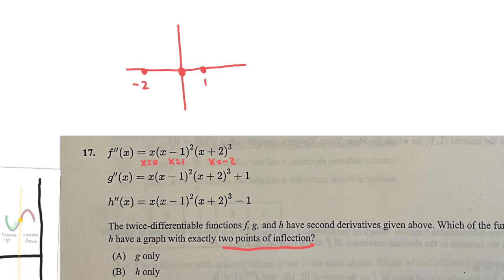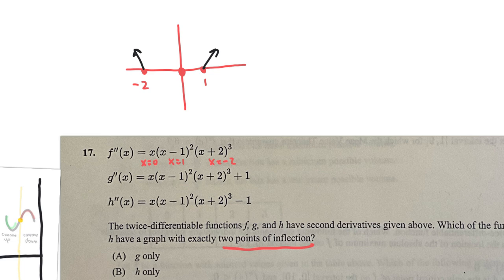Now, the degree of this function is even because it's 3 plus 2, which is 5, plus 1, which is 6. So the degree is even. It's also the case that the leading coefficient of this is an invisible positive 1, so the leading coefficient is positive. Whenever you have an even degree and a positive leading coefficient, it is therefore safe to say that the end behavior looks like this.